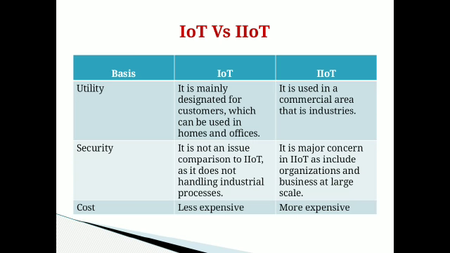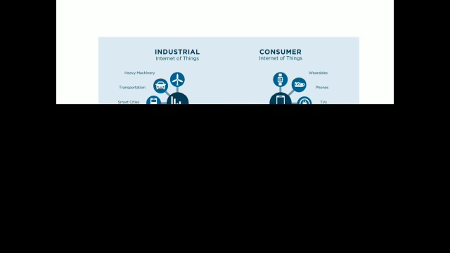IoT versus IIoT. IIoT stands for Industrial Internet of Things. Here are a few differences. IoT, it is mainly designated for customers. IIoT, it is used in industries. Security, when we come to security, IoT, it is not an issue when compared to IIoT. But in IIoT, it is major concern because it includes organizations and businesses at large scale. IoT cost is less expensive, but in IIoT, more expensive.